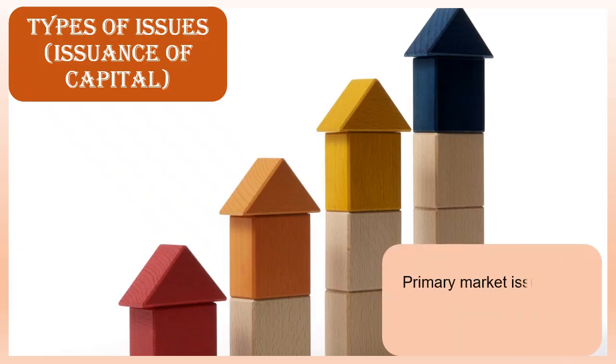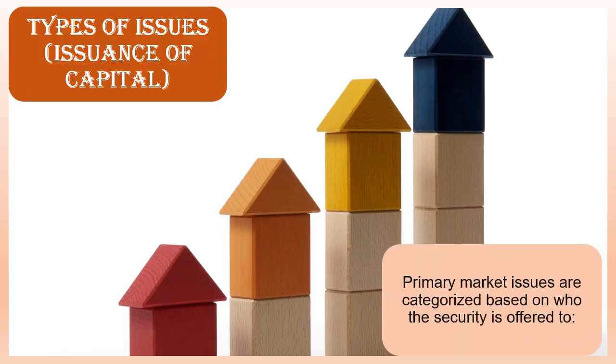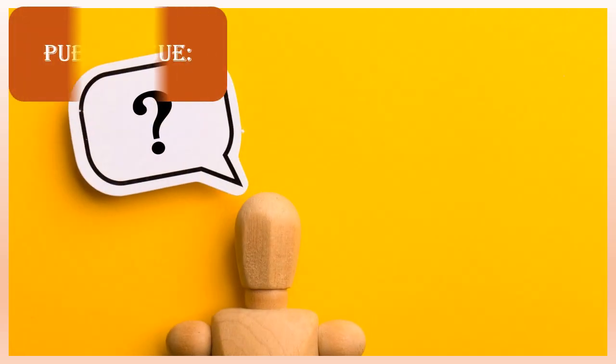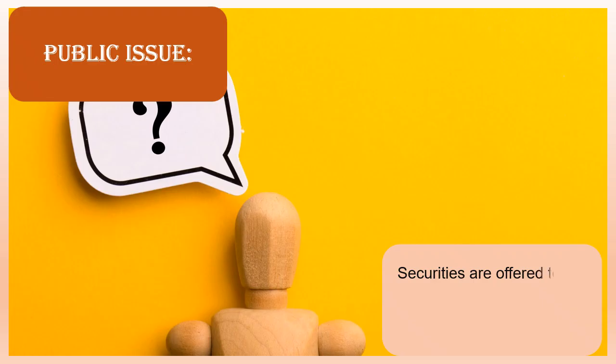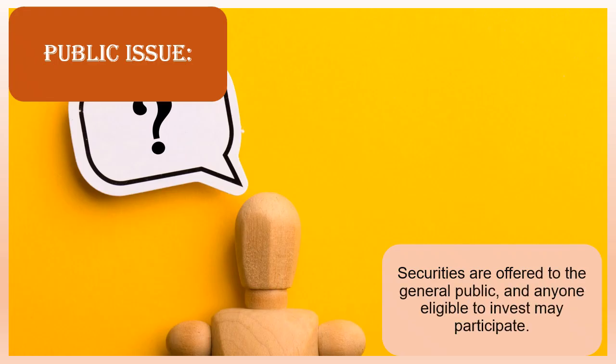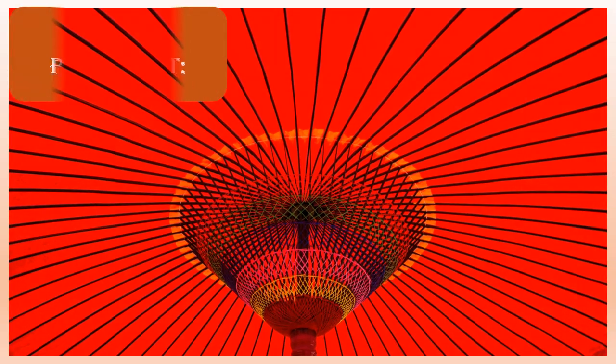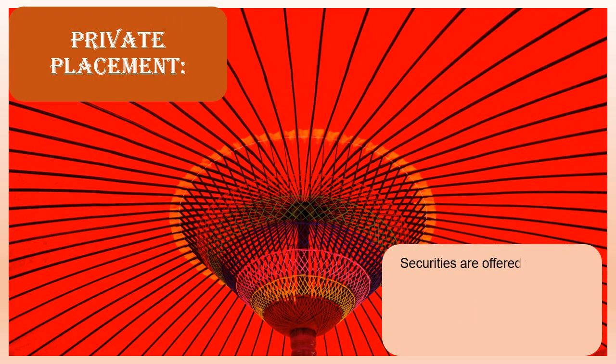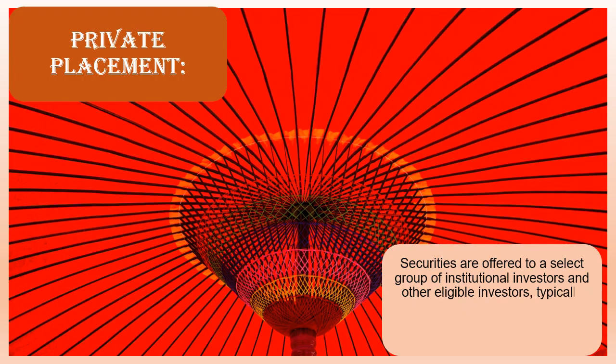Issuance of capital. Primary market issues are categorized based on who the security is offered to. Public issue. Securities are offered to the general public, and anyone eligible to invest may participate. Private placement. Securities are offered to a select group of institutional investors and other eligible investors, typically making it a wholesale, less time-consuming, and cost-efficient process.